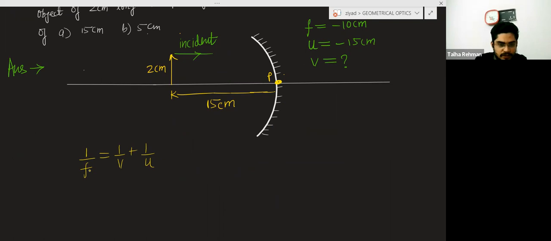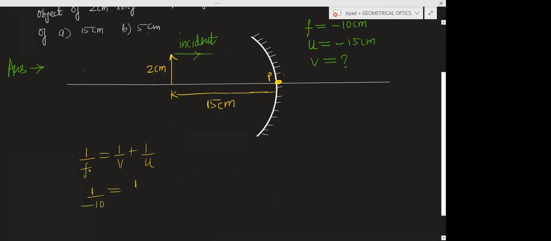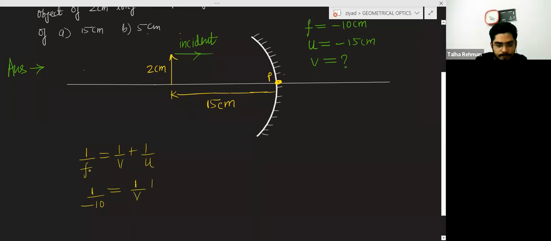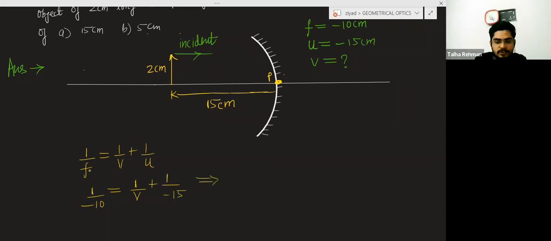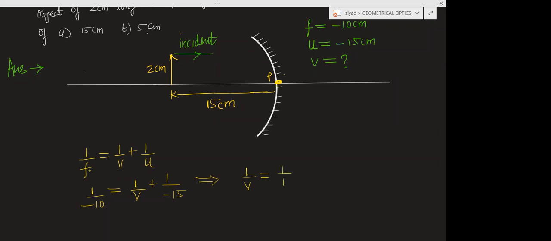So 1 upon f. What is the focal length? It means 1 upon minus 10. Minus 10. 1 upon v, v we have to find, plus 1 upon u. u is minus 15. So from here we can solve it. It will become 1 by v is equal to, this 15 will go to that side, so it will become positive 1 upon 15.